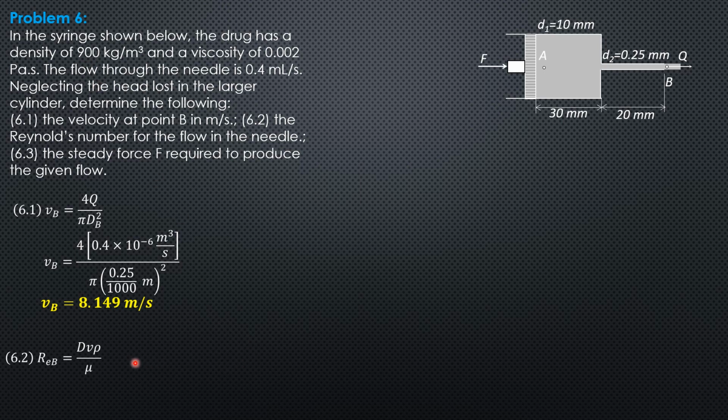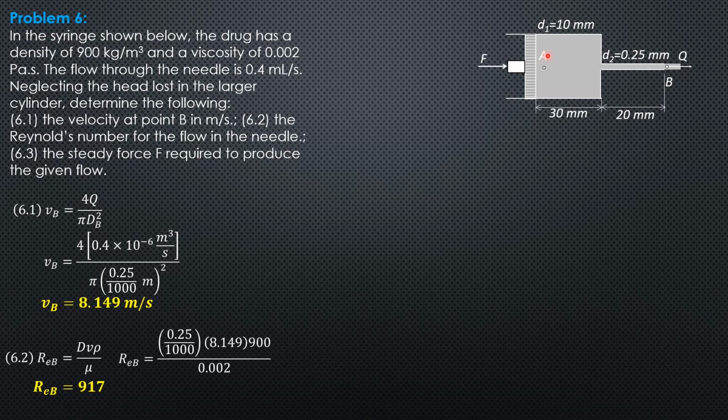So substitute 0.25 over 1000 times 8.149 times 900 over 0.002. So the Reynolds number at B is 917, which is less than 2000. Therefore, the flow in the needle is laminar.